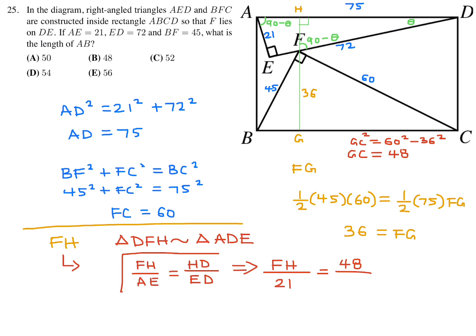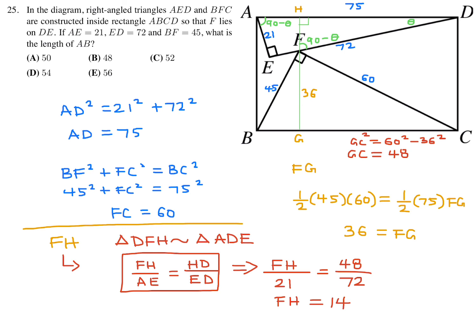So HD is 48, and I'll put that there. We're still continuing this relationship. And ED, well, fortunately, they give us that in the question stem, actually, 72. All right, we got it. So doing the math here, we get FH is equal to 14. And there you have it.